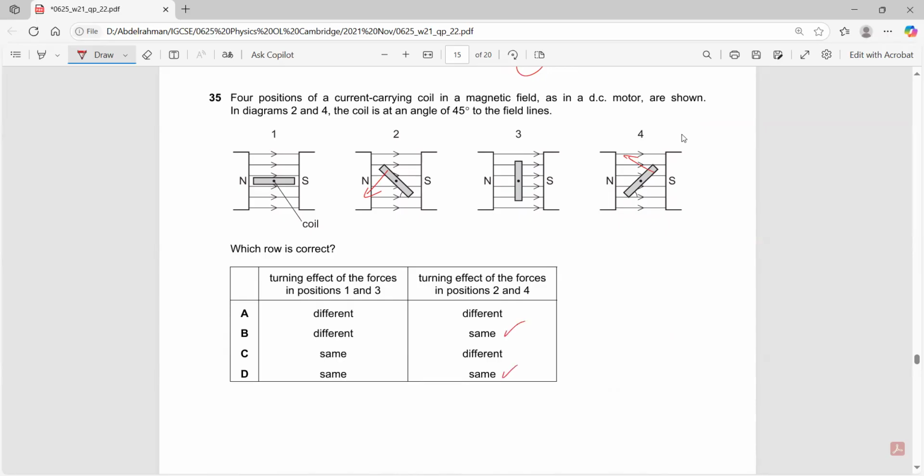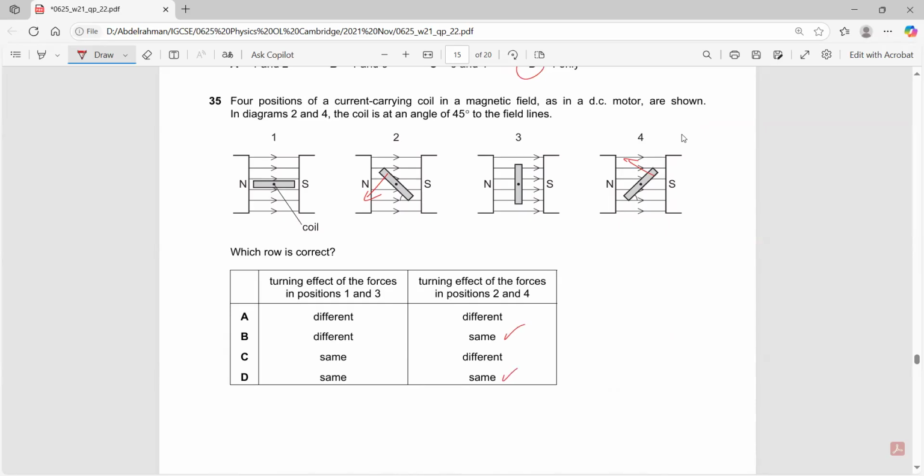They are the same. What about 1 and 3? Are they the same or are they different? Actually, they are different. 1 would give the maximum output because it would move perpendicularly, and 3 would give the minimum output or 0 because it's moving parallel. So they are different, and this is the correct answer.